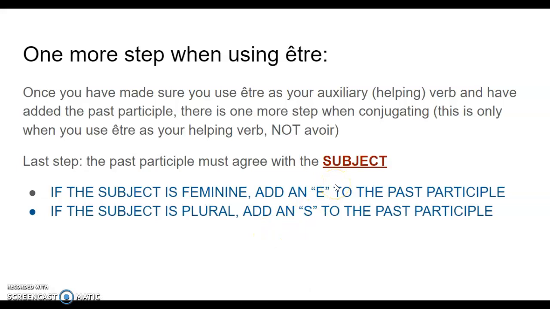Now, there's one more step when you're using être as your helping verb that you don't have to do when using avoir. So this is the one thing that makes it a little bit more complicated and that you have to remember only when using être. So you conjugate your être, you find your past participle, and then you have to make sure that the past participle agrees with the subject. So if the subject is feminine, you add an E to the past participle, just like we do with adjectives. If the subject is plural, you add an S to the past participle. If it's feminine and plural, you add an E and an S.